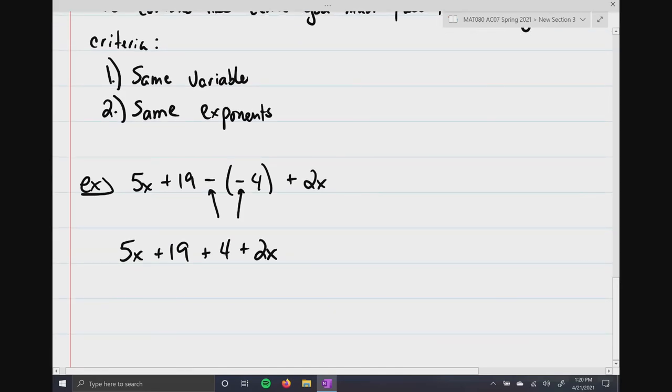Now from here, the 5x and the 2x both have the letter x, and they are both raised to the first power. That's good. So I'm going to combine them together. So that gives me 7x. In other words, 5 plus 2 is 7. Now, the constant terms here, 19 plus 4, that's just going to be positive 23. All right, let's try another one.